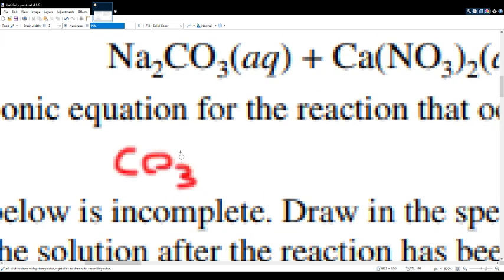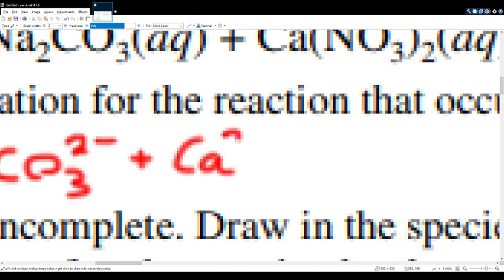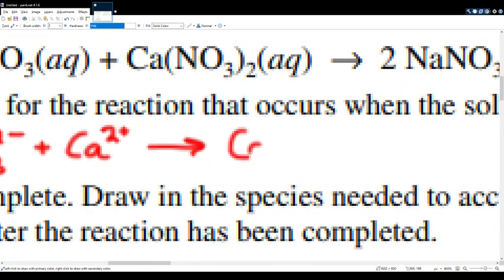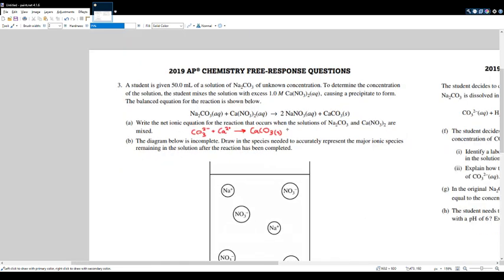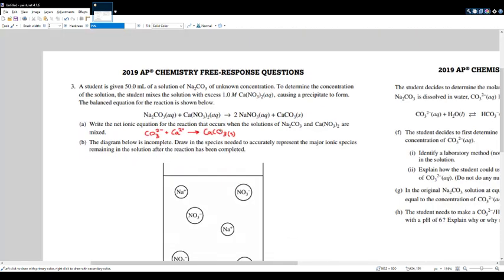So this is simply, well, that sodium isn't going to create a salt because it's always soluble. So CO3 2- plus calcium 2+ forming that precipitate. And you may want to put the state there just because it's not obvious, but you don't really have to put the aqueous state here because the charge already implies it's aqueous.